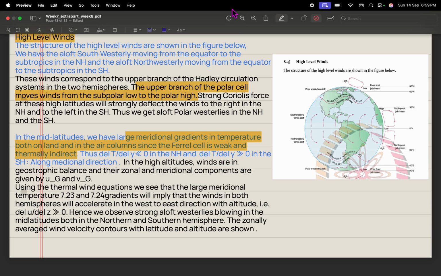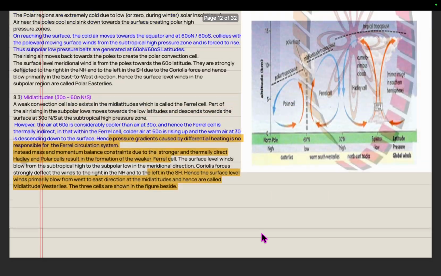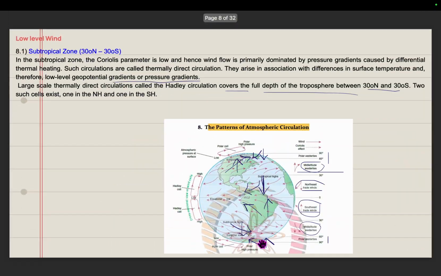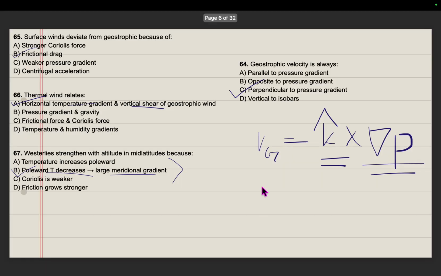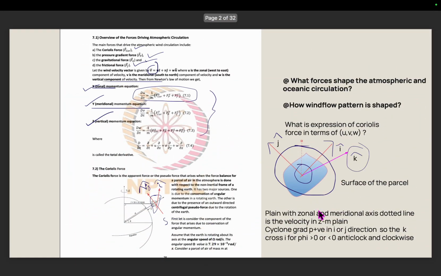Excuse me, ma'am. Yes. Does j cap direction mean towards the pole? No, this is not k cap, I'm saying j cap direction. Yes, you can see this. We are saying that del T by del y is very much less than 0 in the northern hemisphere, and j cap is towards the pole. Yes, towards the pole.